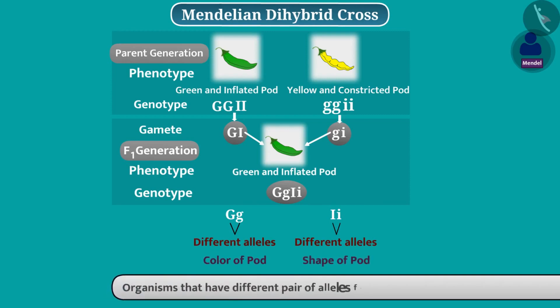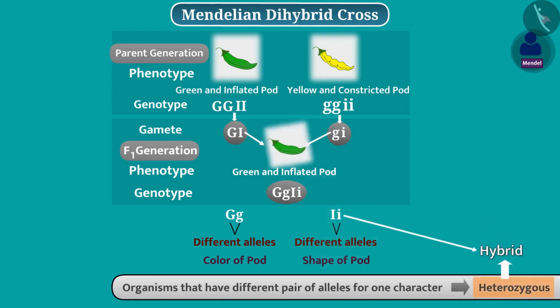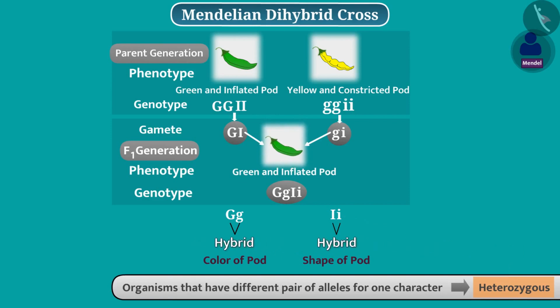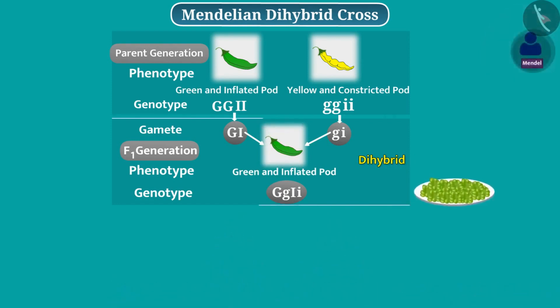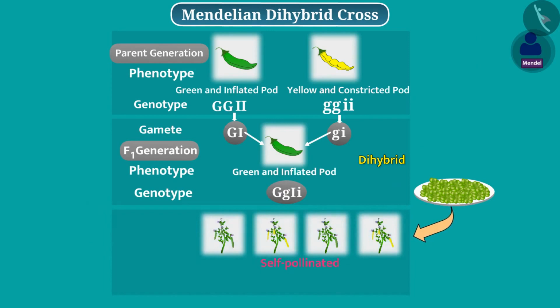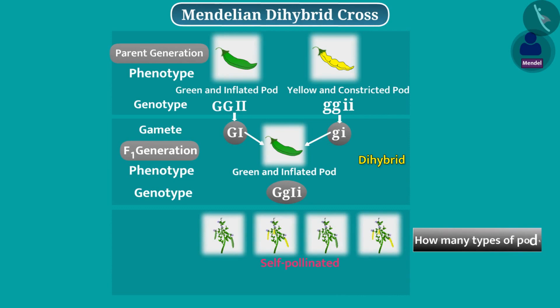Organisms that have different pair of alleles for one character are called heterozygous. This is also called hybrid. Plants of F1 generation are heterozygous for two characters. Therefore, these are called dihybrid. Mendel grew plant seeds of F1 generation and self-pollinated the plants. So can you tell me how many types of pods would have been produced in the F2 generation?